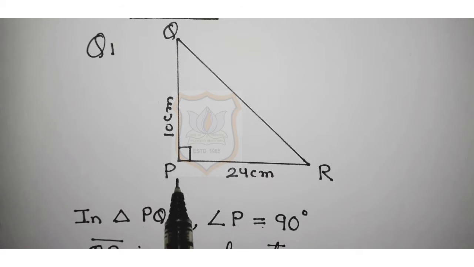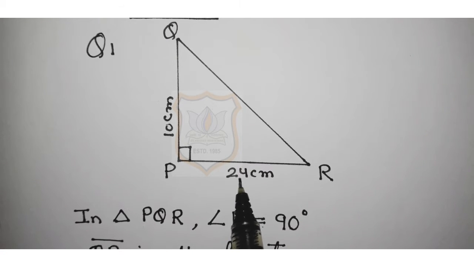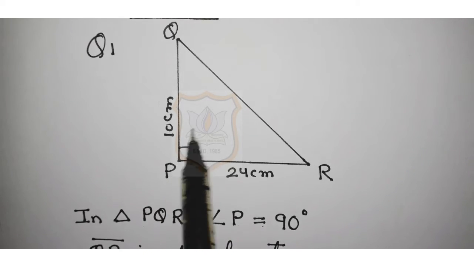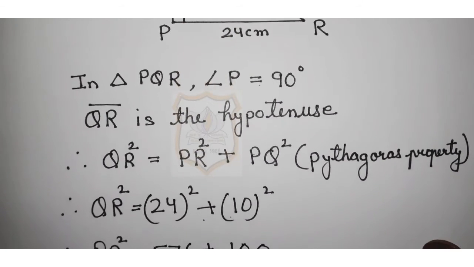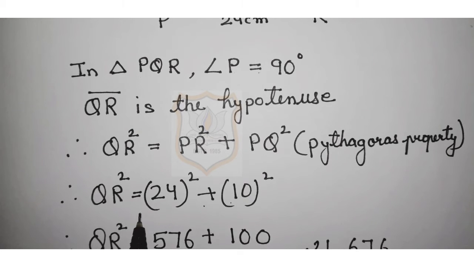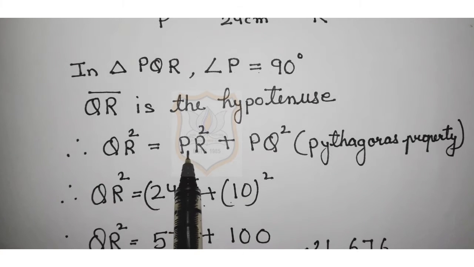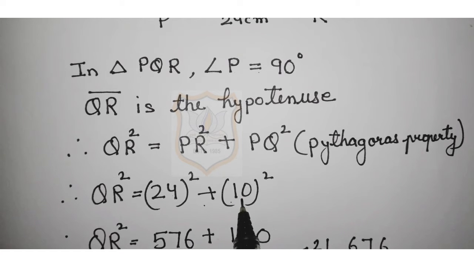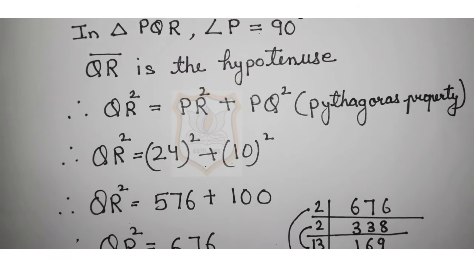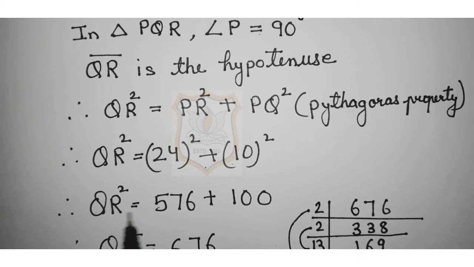Now, in place of PR, I will write 24 and in place of PQ, I will write 10. So, QR square is equal to 24 square, because in place of PR I have written 24, plus 10 square. Now 24 square is equal to 576. So QR square is equal to 576 plus 10 square, which is 100.